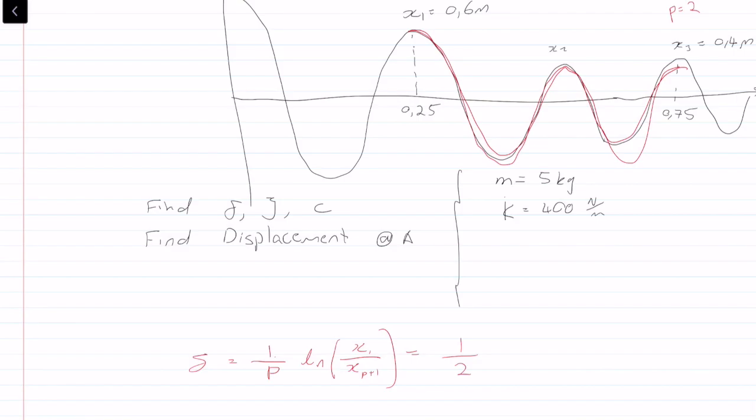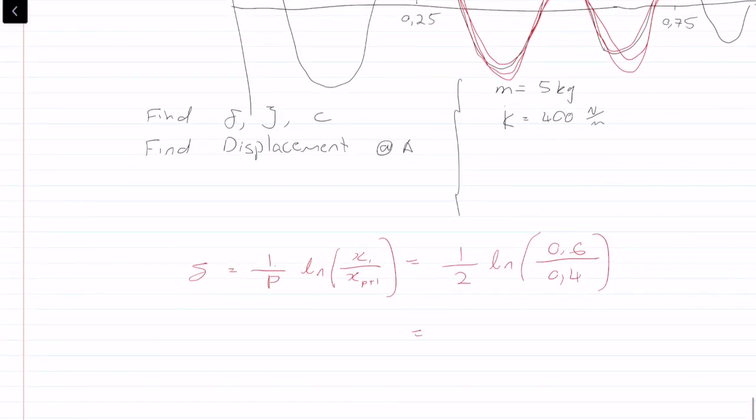Okay, ln of x1, this one right here, which is 0.6, over x(P+1) with P being 2. So basically we go once, twice, and we've got this value right here, 0.4. And that is equal to, let's see, 0.202733, let's say. Okay, and I'm going to store this in my calculator as A. That just makes it easier instead of continually writing out those numbers.